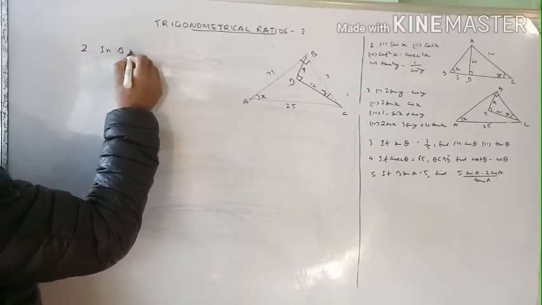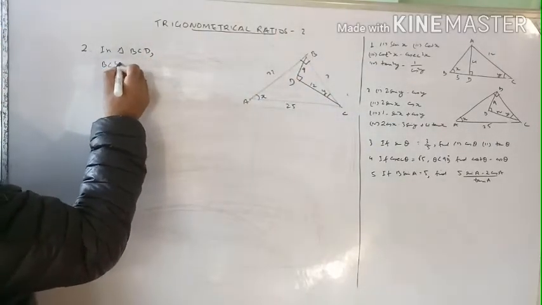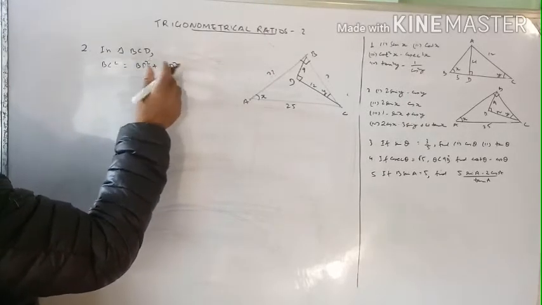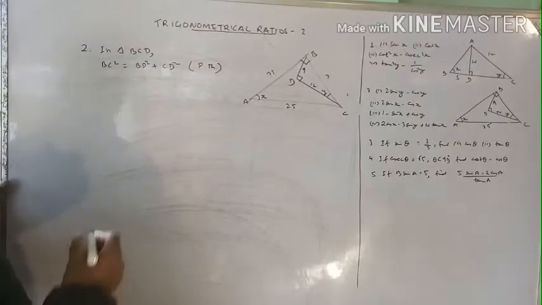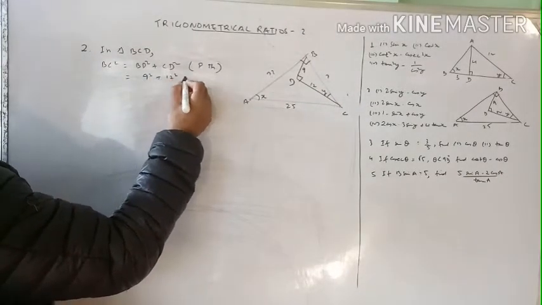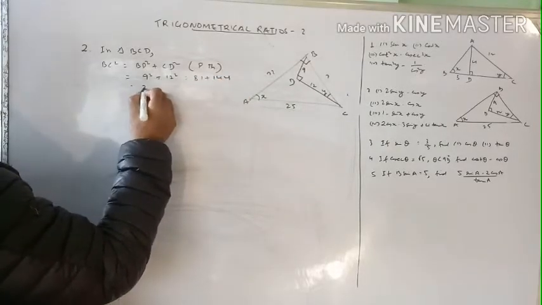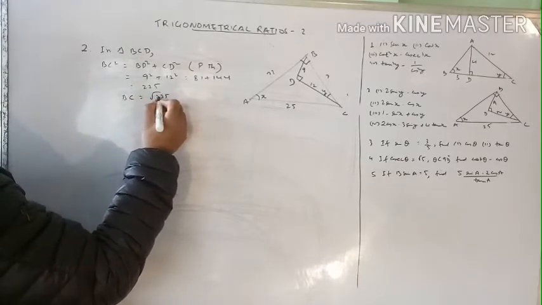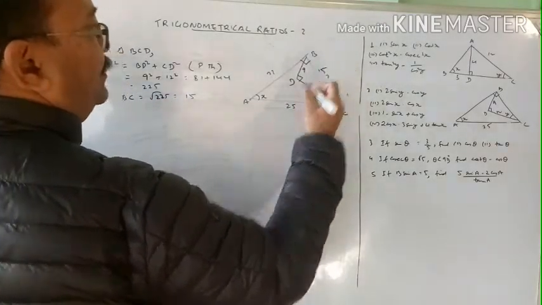In triangle BCD, the longest side is BC, so BC square is equal to BD square plus CD square. Which one you write first doesn't matter here. Pythagoras theorem. So BD is 9 square plus CD is 12 square. That is 81 plus 144, that is 225. Therefore BC equals root over 225, that is 15. So this length is 15.